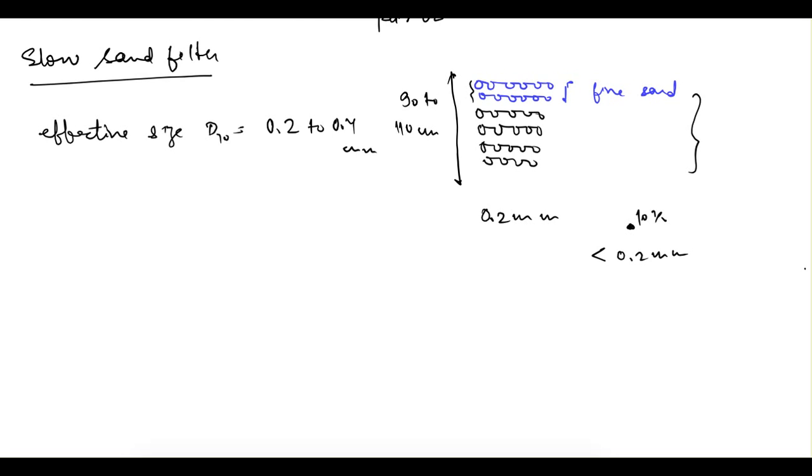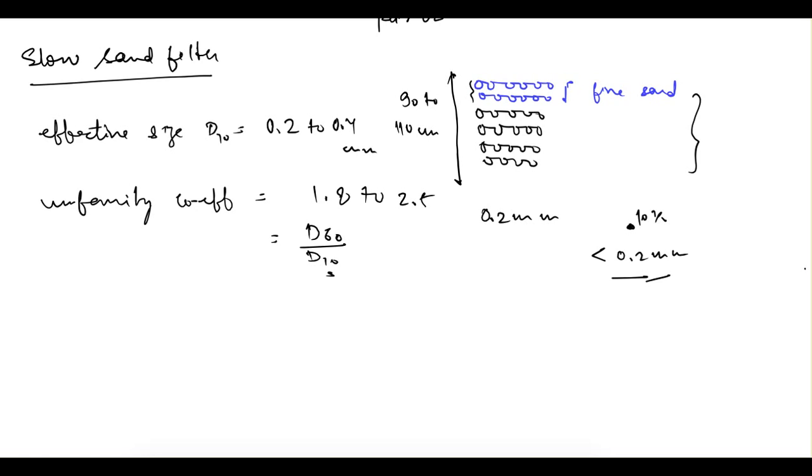Only 10% of the particles will be of smaller size than this 0.2 mm. That is your effective size. Similarly, the uniformity coefficient is kept between 1.8 to 2.5, and it is given as D60 by D10. So similarly, as we defined the D10, D60 can be defined.